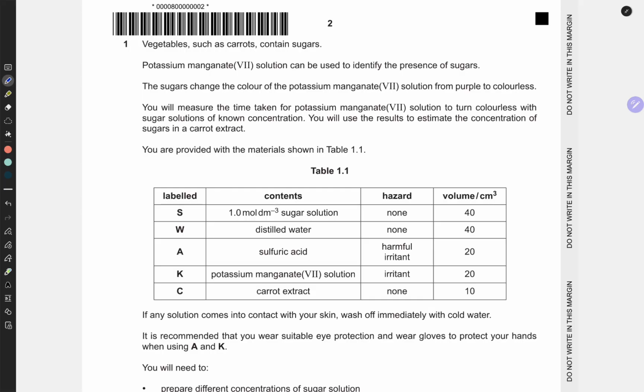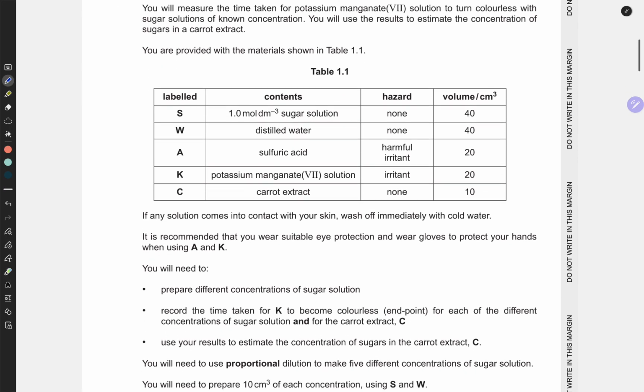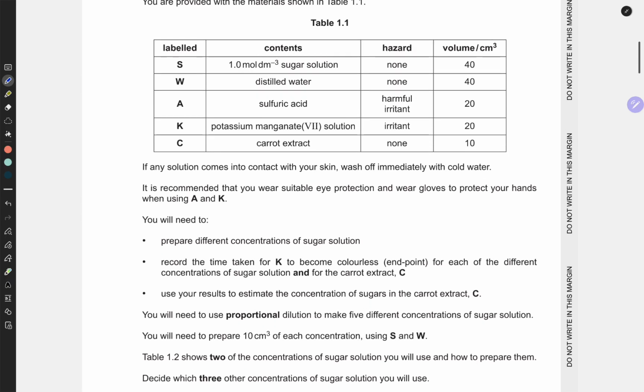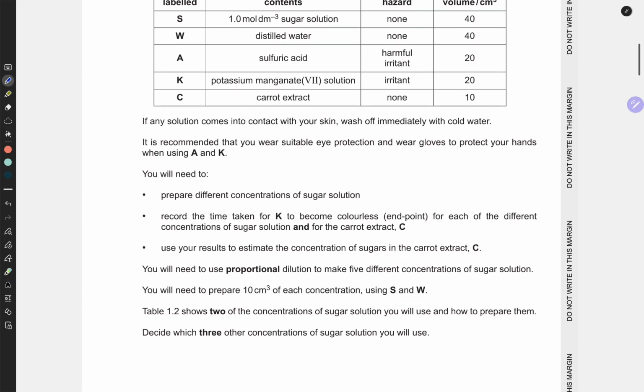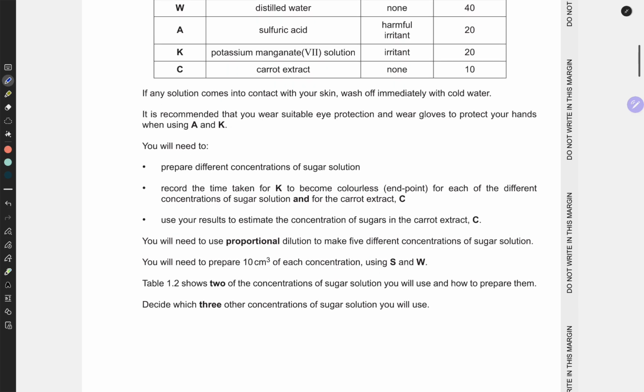You are provided with the materials shown in table 1.1. The materials are S, which is 1.0 mol dm^-3 sugar solution, and W, which is distilled water. A is sulfuric acid, K is potassium manganate(VII) solution, and C is carrot extract. If any solutions come into contact with your skin, wash off immediately with cold water. It's recommended that you wear suitable eye protection and wear gloves to protect your hands when using A and K.